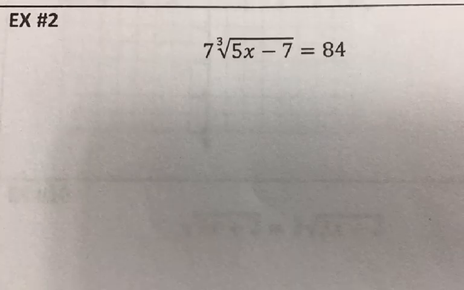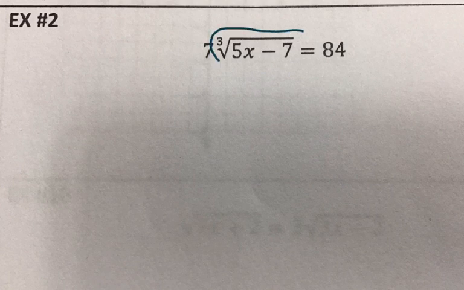Okay, example 2. Now, I hope you try to pause the video, by the way, before you see me do the work. Okay, try it yourself, struggle through it yourself. Okay, anyways, enough said there. So notice this time it's a cube root. It's still a radical. Our goal, step 1, is to get it by itself.